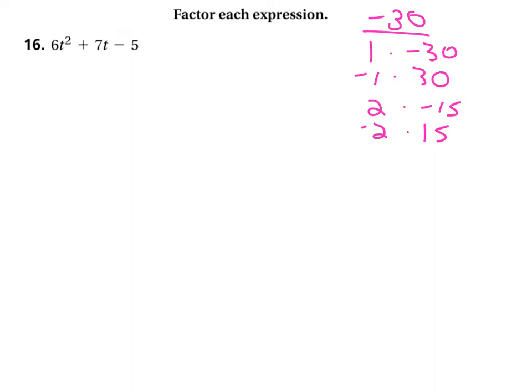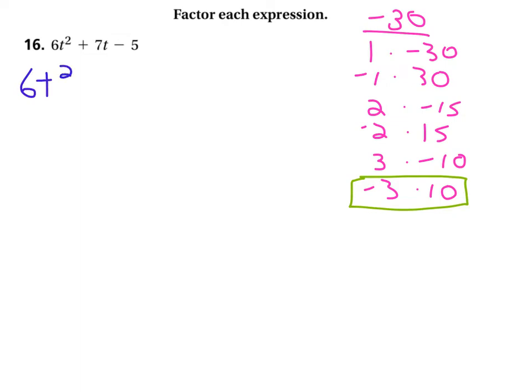Let's keep going. 3 times anything? Yeah, 3 times 10. Or 3 times negative 10, rather. 3 times negative 10 or negative 3 times positive 10. And what do you know? Negative 3 times positive 10, those two add together to be the 7 that we want. So we keep the first term the same, 6t squared. That 7t gets split up into negative 3t and positive 10t. And then that negative 5 as our final term stays there.